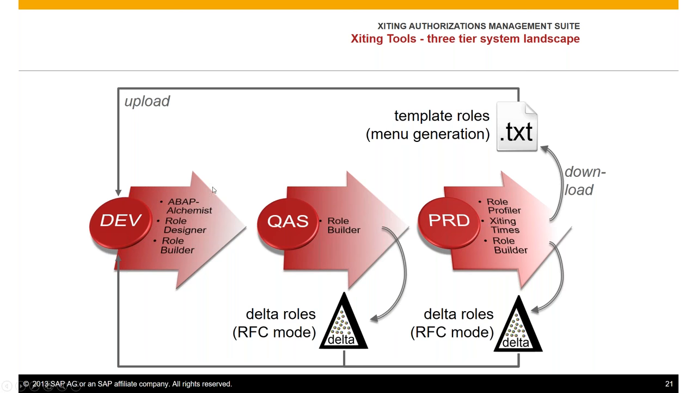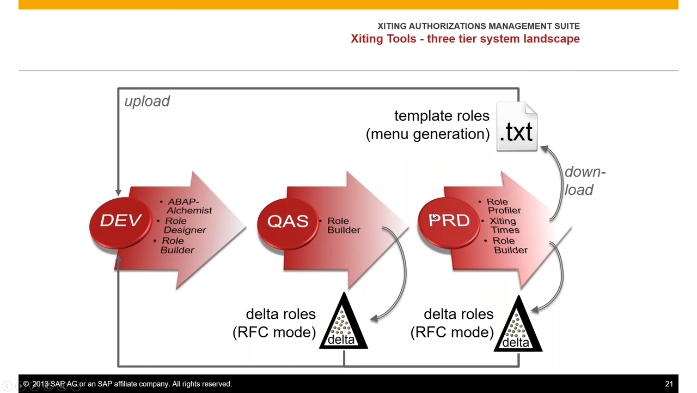In the role builder, we only used the role builder because all this information was coming through SU24, roles were coming through as transports, and we went live in the development and test systems already on the second day of the project. And the role builder then monitored them and created delta roles wherever there were things we had overlooked.